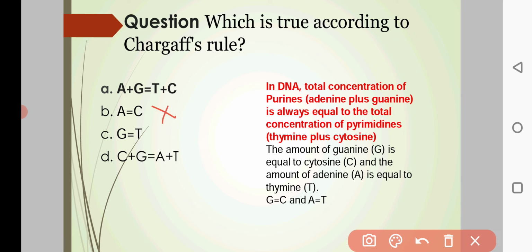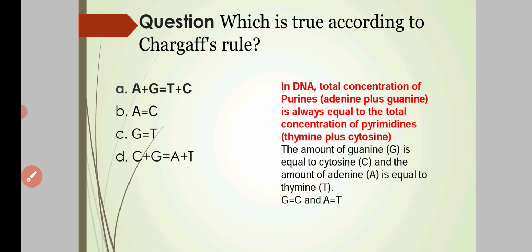So this is not correct, this is not correct, and this is also not correct. So here also the correct option is this, means purines will always be equal to pyrimidines in the ratio 1:1. So first option is correct here.